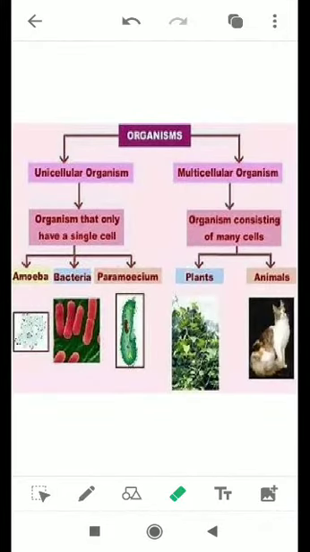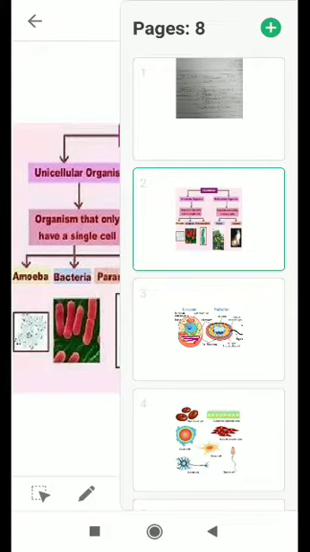Types of organism. There are two types of organisms, students: unicellular organism and multicellular organism. Unicellular, as the name says, is made up of only one cell, a single cell. For example, amoeba, paramecium, bacteria are unicellular and they cannot be viewed by the unaided eye. They can only be seen under the microscope. Another type of organisms are multicellular. They are made up of many cells, like plants and animals. They are multicellular organisms. Clear?